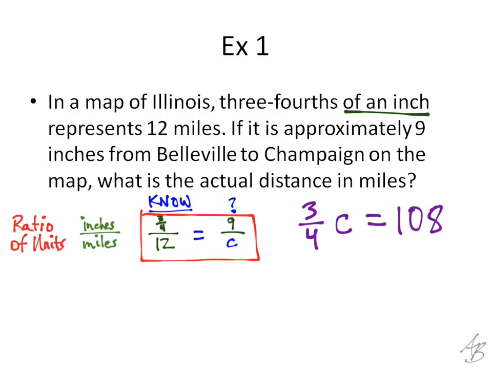We have 3/4 times c. What do I do to get rid of the 3/4? Divide by 3/4, right? So if I divide by 3/4, that's the same thing as doing what? When we divide a fraction, what do we do? See if you remember.